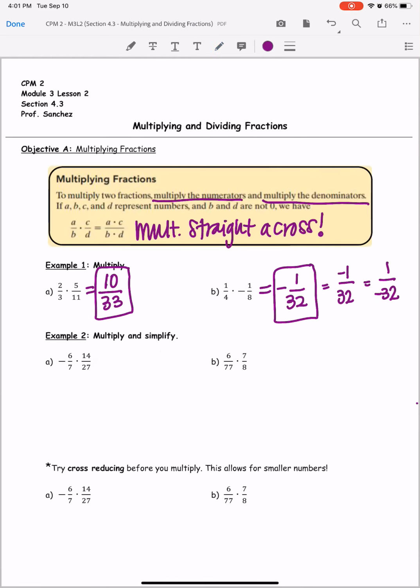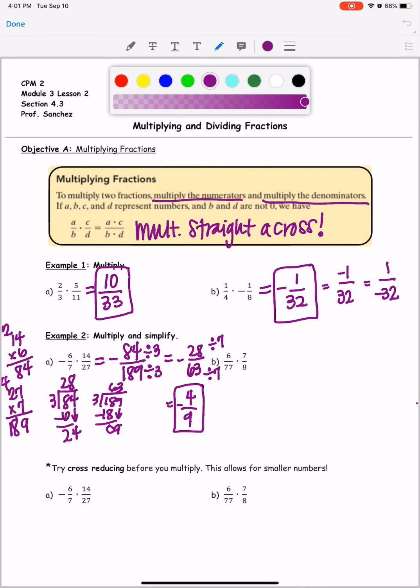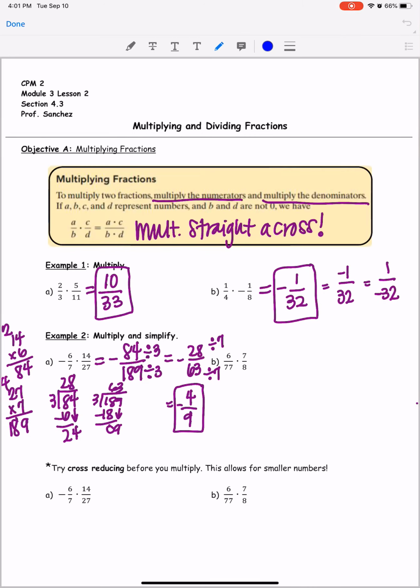I want to bring you down to example 2A again. So notice I have the same problem. And it says on this one to try cross-reducing before you multiply. This allows for smaller numbers. And that's good.